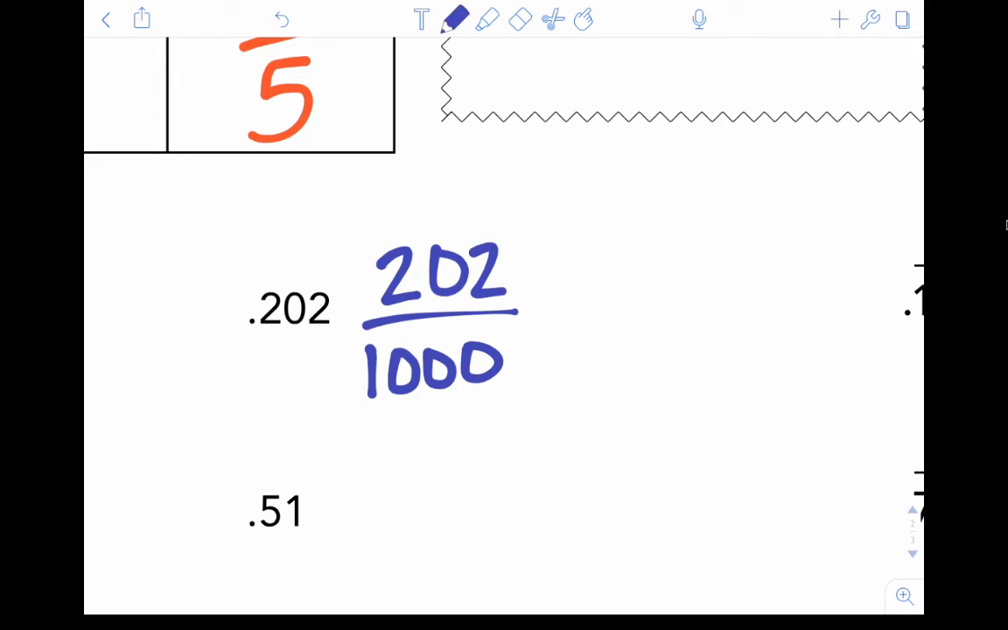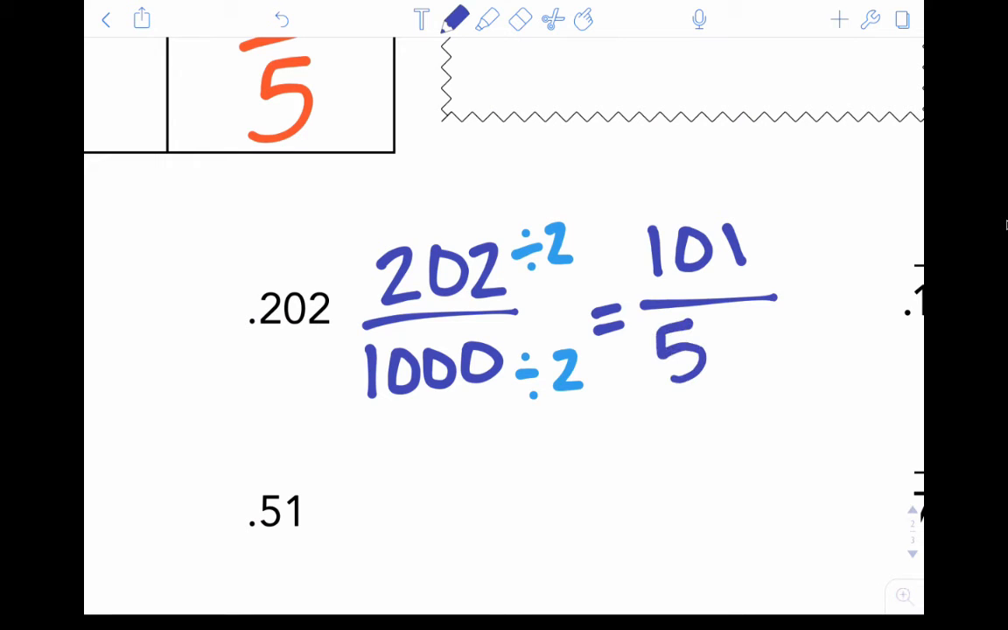I could also look at this and notice the last number is in the thousandths place, so my denominator is 1,000. I can simplify this fraction. I can divide both the numerator and denominator by 2, since they're both even. And when I do this, 202 divided by 2 is 101. 1,000 divided by 2 is 500. That fraction is simplified, so my final answer is 101 over 500.